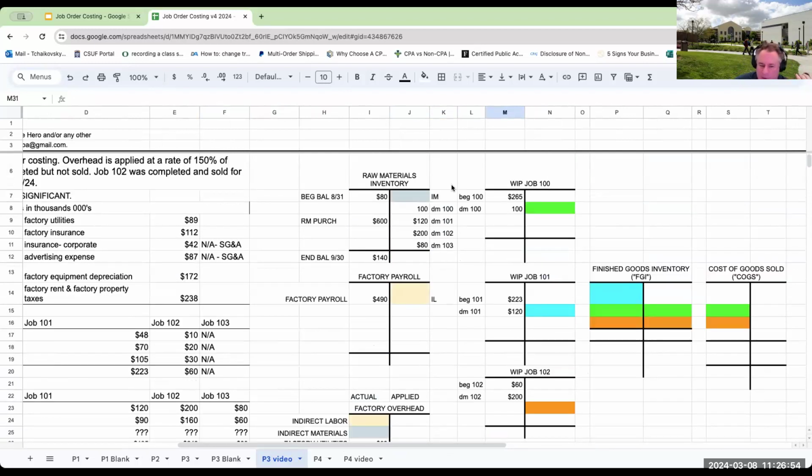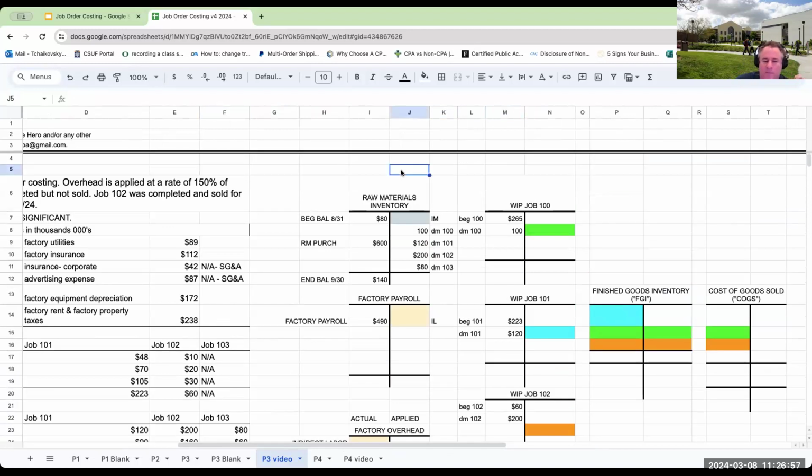Now, while I'm here, if I look at this raw materials inventory, one of the things I don't know is, well, let's do it like this. If I add up my beginning balance plus my purchases and subtract the four balances of direct materials, I get an ending balance of 180. However, the ending balance is 140. What does this mean? Well, it means we had indirect materials during the period, right?